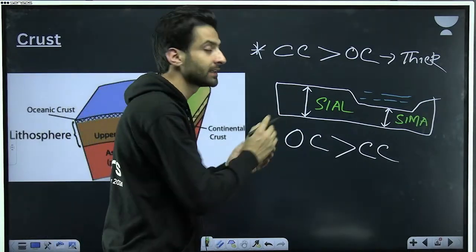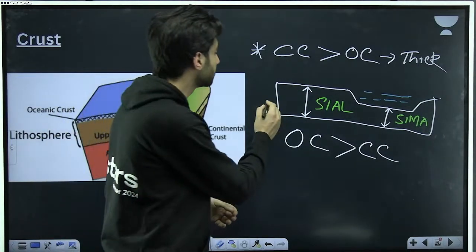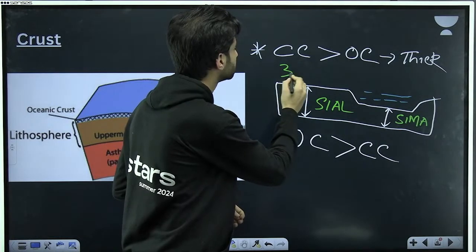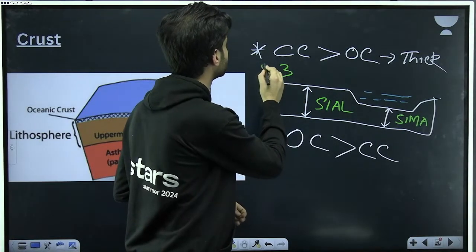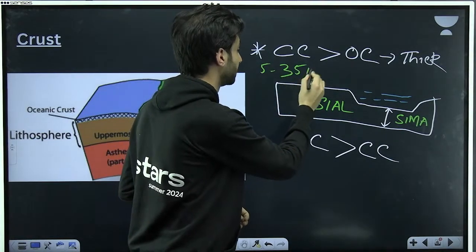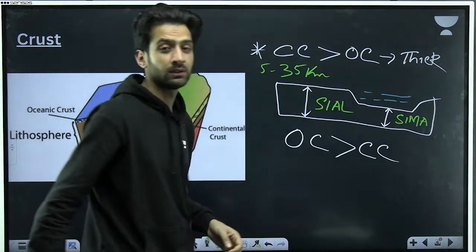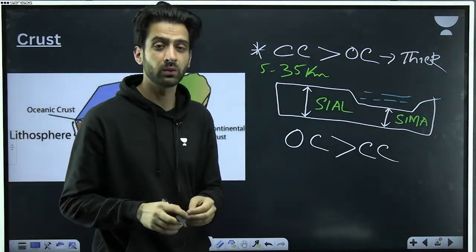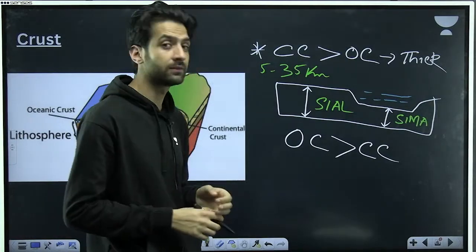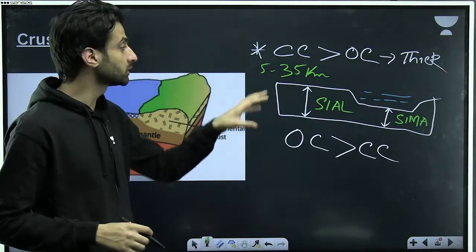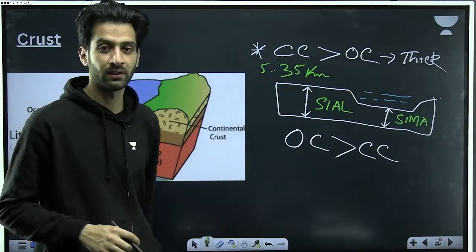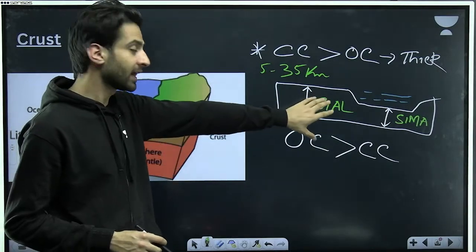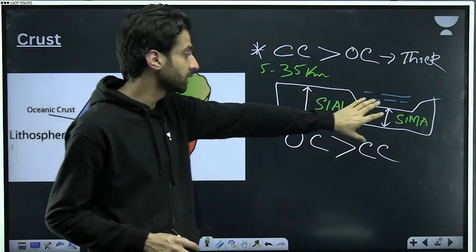Now, what is the thickness? It is assumed to range from 5 kilometers to 35 kilometers. The thickness is not uniform. It's very important to know that the thickness is not uniform. It varies greatly from 5 kilometers to 35 kilometers. Clear? It is more at the continental crust as compared to the oceanic crust.